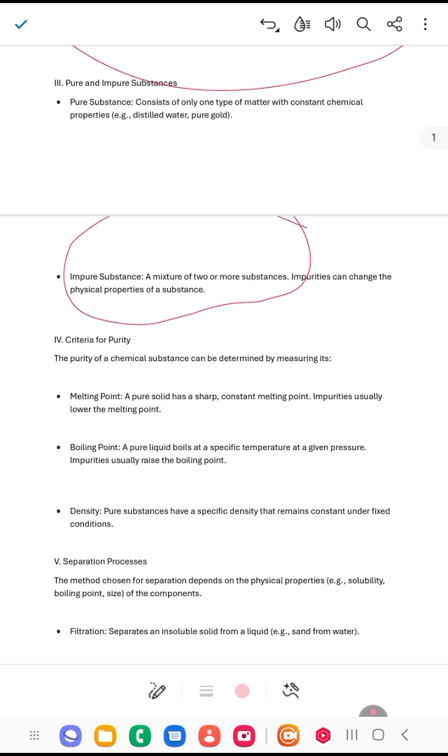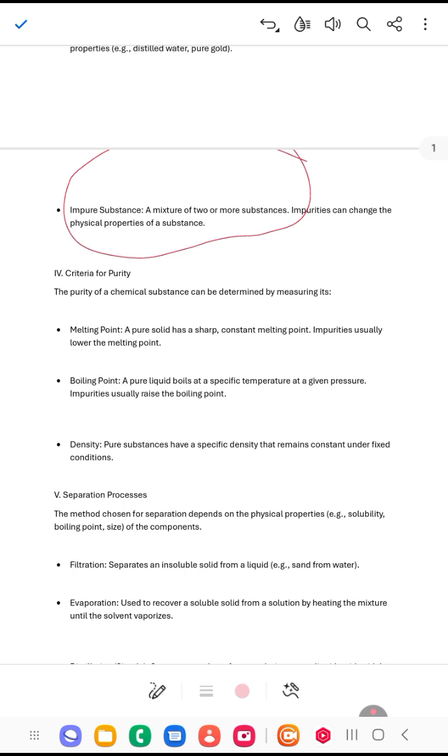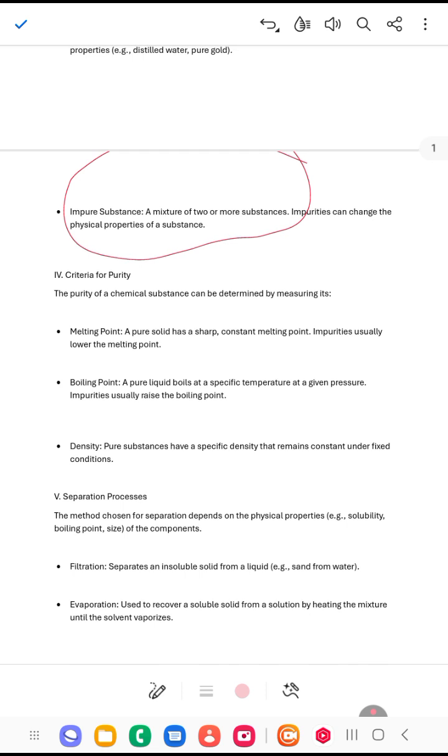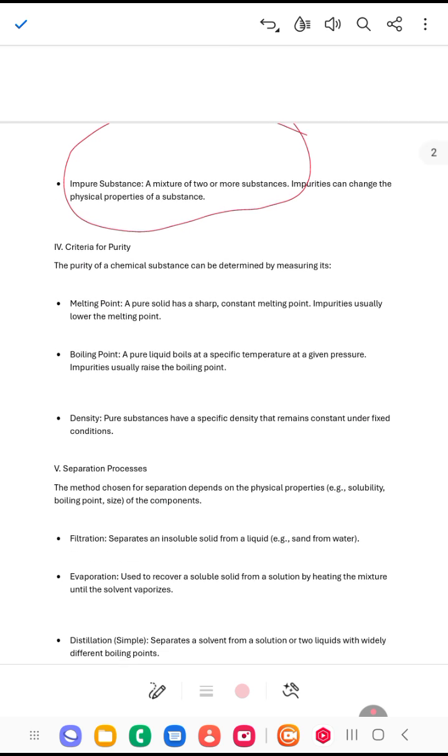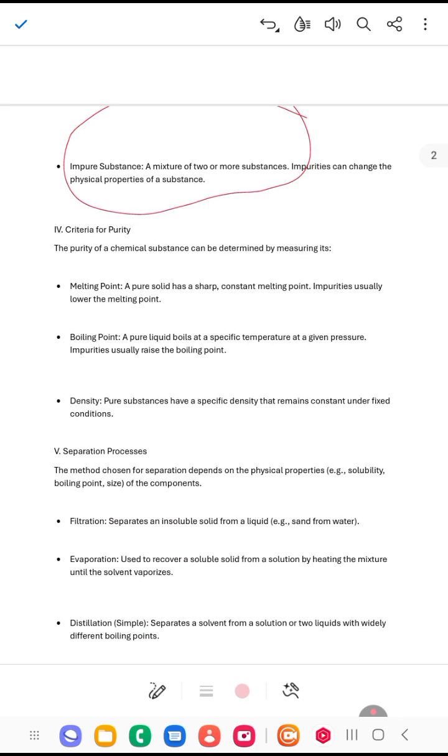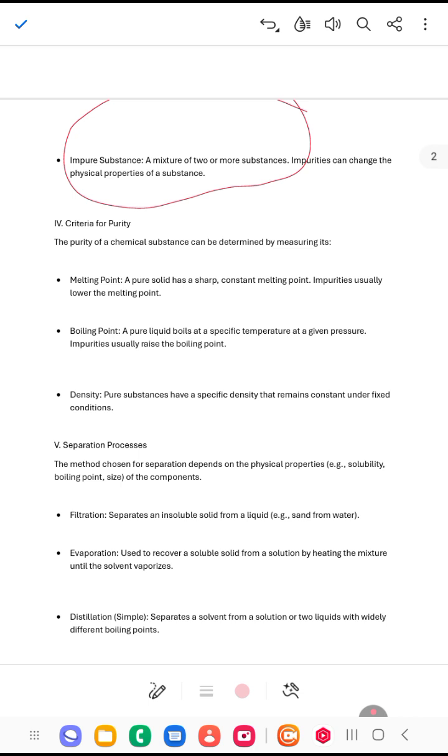Now let me move forward to criteria for determining purity. Let's first look at melting point. A pure substance will have a constant or sharp melting point. Impurity lowers the melting point. Now the boiling point: a pure substance also has a constant boiling point, but impurity raises the boiling point. So don't forget, impurity decreases the melting point and raises the boiling point. JAMB can ask you that kind of question.